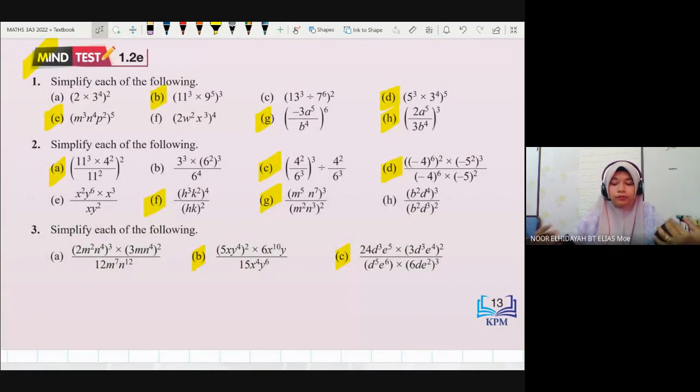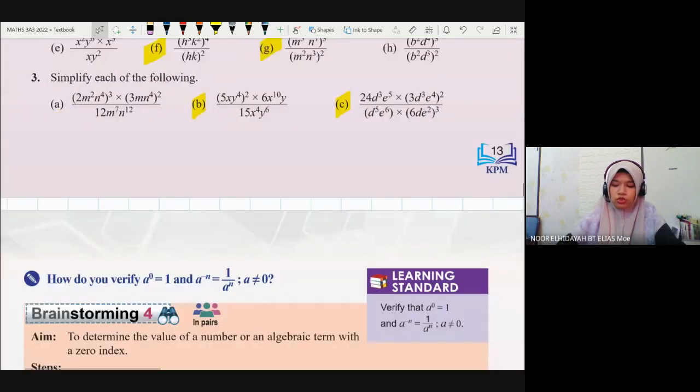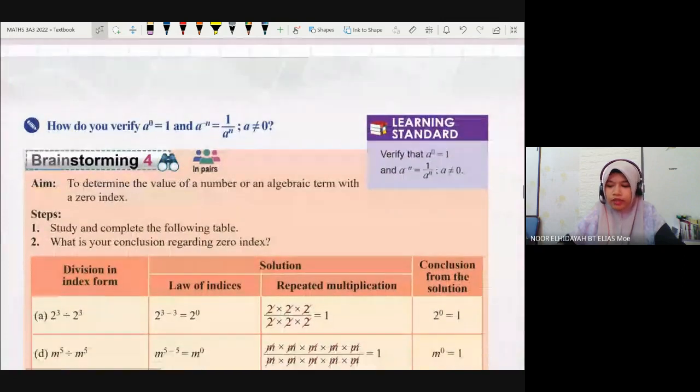Okay, for the preparation for the next class, make sure you read first about the next learning standard on verify that a to the power of 0 is equals to 1 and a to the power of negative n. Now you have negative integer, negative index. A to the power of negative n is equals to 1 over a to the power of n, where a cannot be 0. Okay, just go through the brainstorming first, and then we will discuss further in the next class.